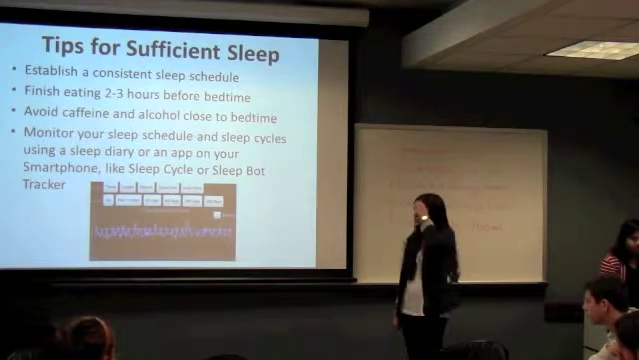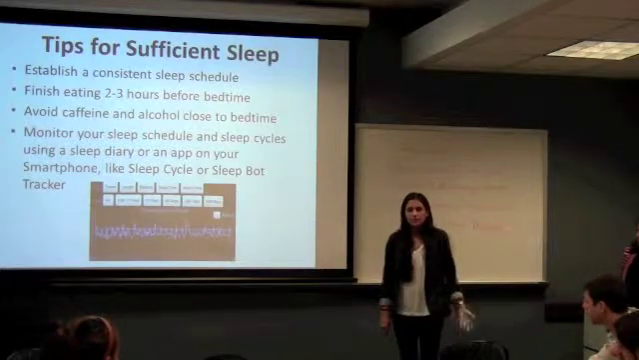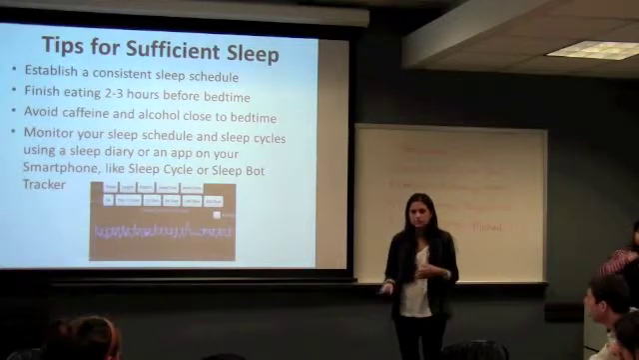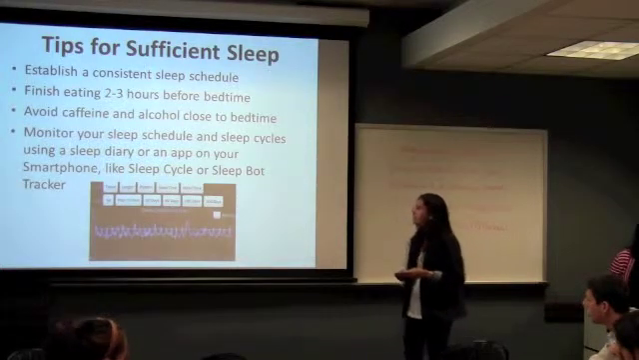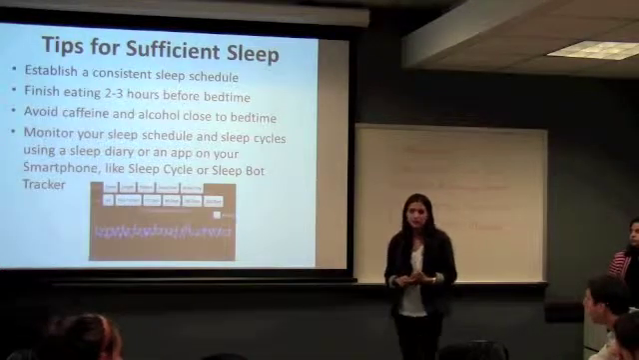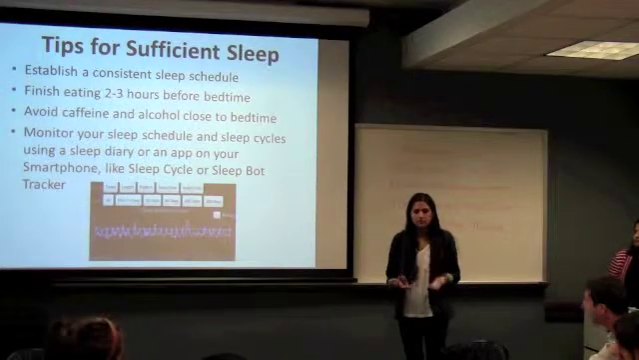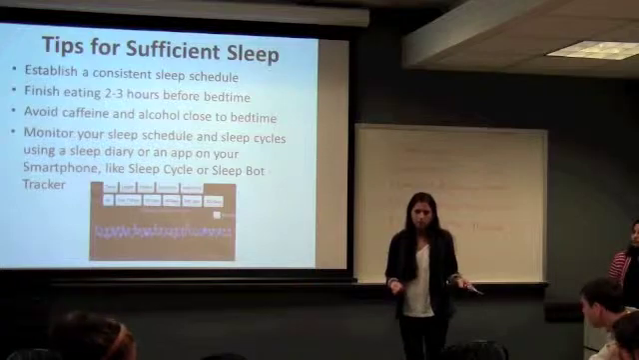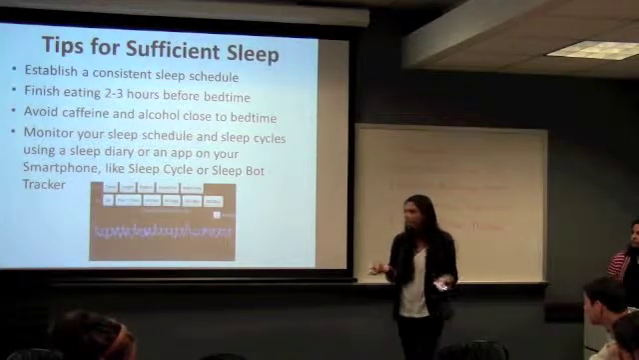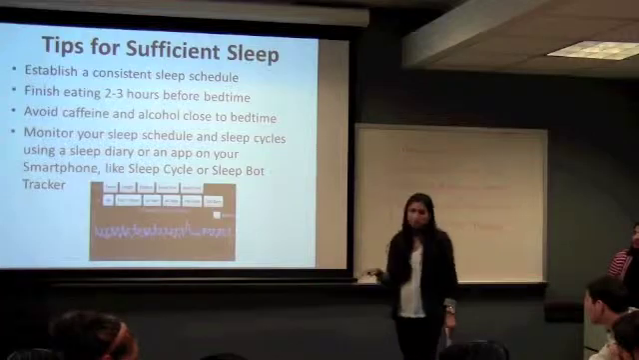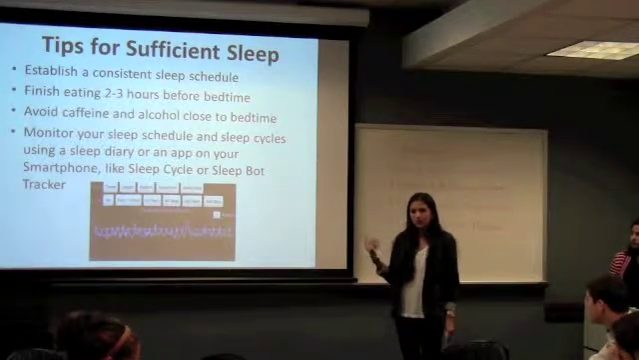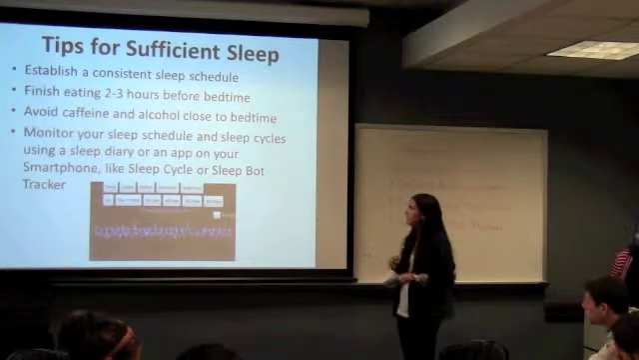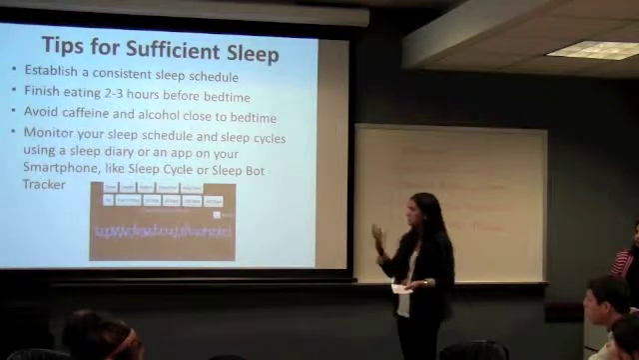So here are some tips for sufficient sleep. Number one is that if you establish a set schedule for when you want to go to sleep, then your body gets adjusted to the patterns, and it's easier to fall asleep at night and easier to wake up in the morning. Number two is if you finish eating 2 to 3 hours before you go to bed every night, then you can fully digest your food and it doesn't keep you up at night. Number three is to avoid caffeine and alcohol close to bedtime, which could also keep you up at night. And then lastly, if you have a smartphone, you can get the app Sleep Cycle or SleepBot tracker, which can help you record your sleep schedule and regulate it and figure out your sleep cycles, which you can also use a sleep diary for.